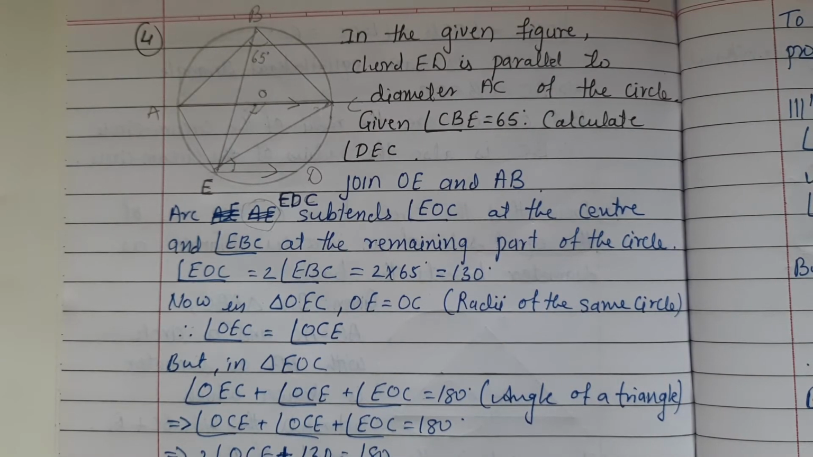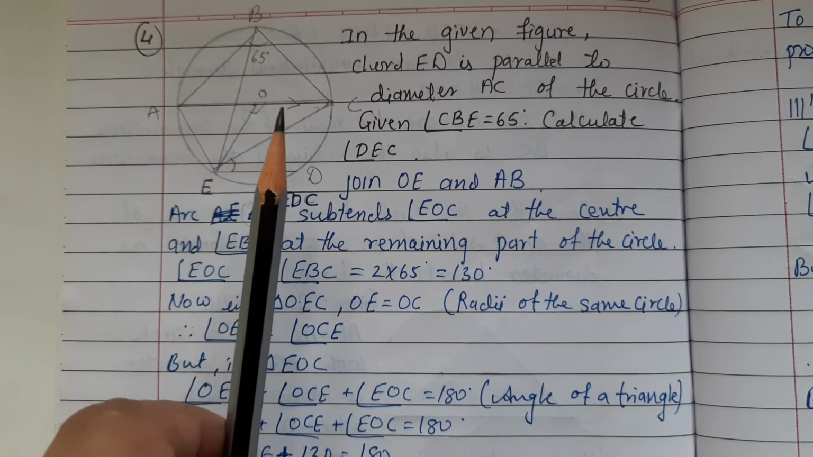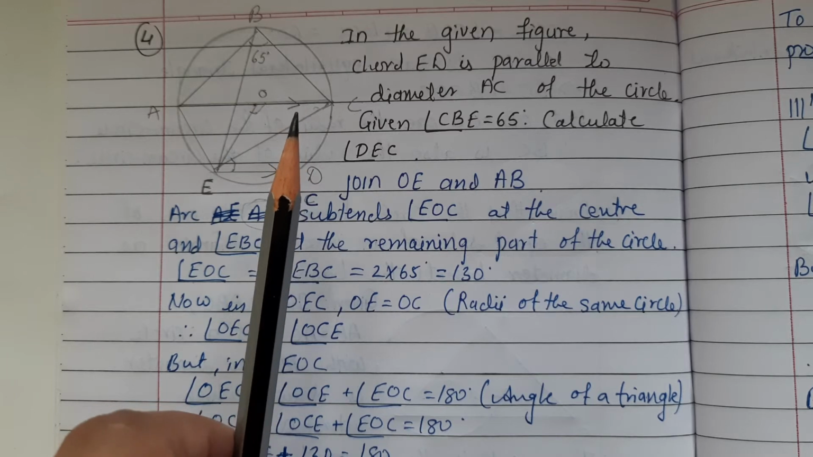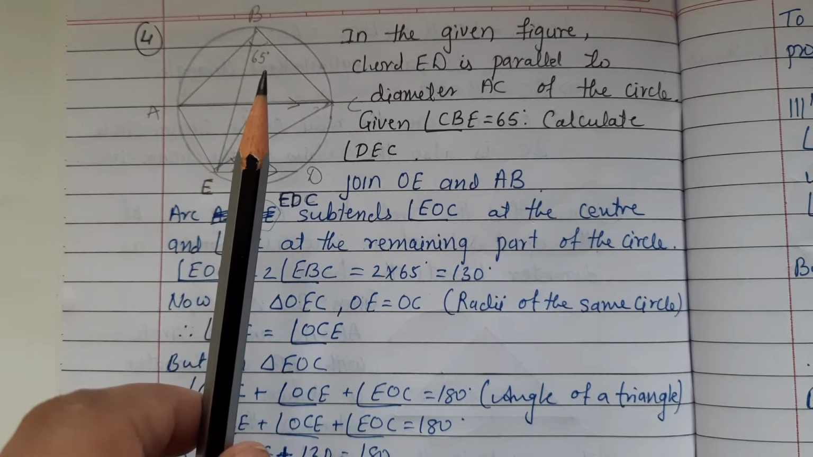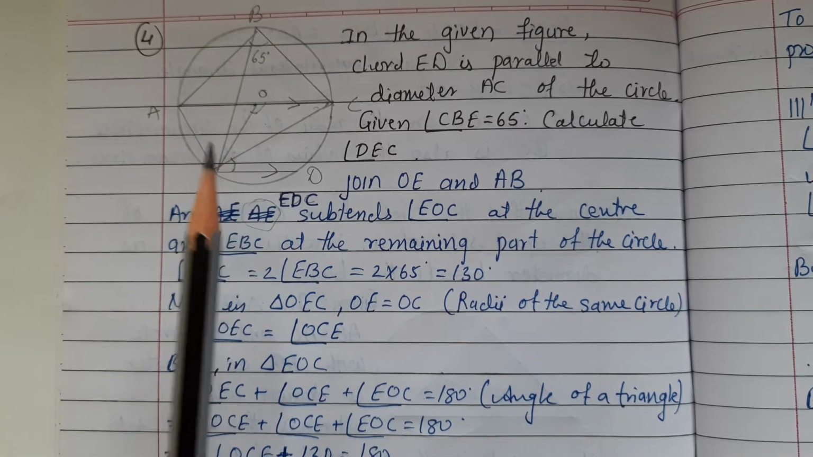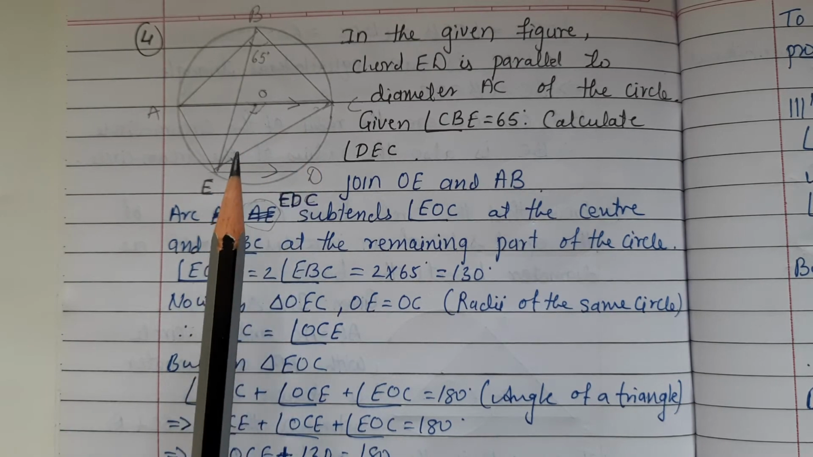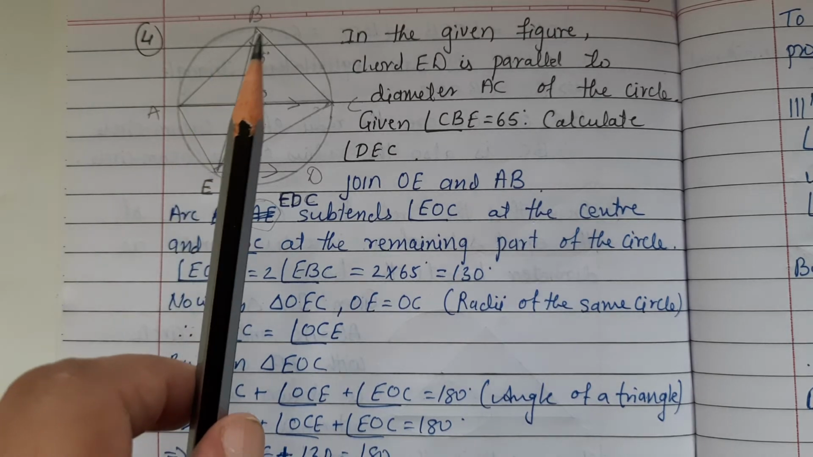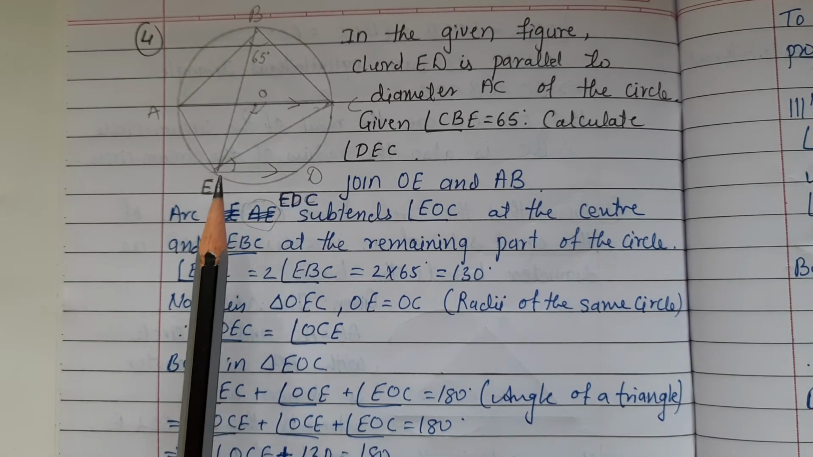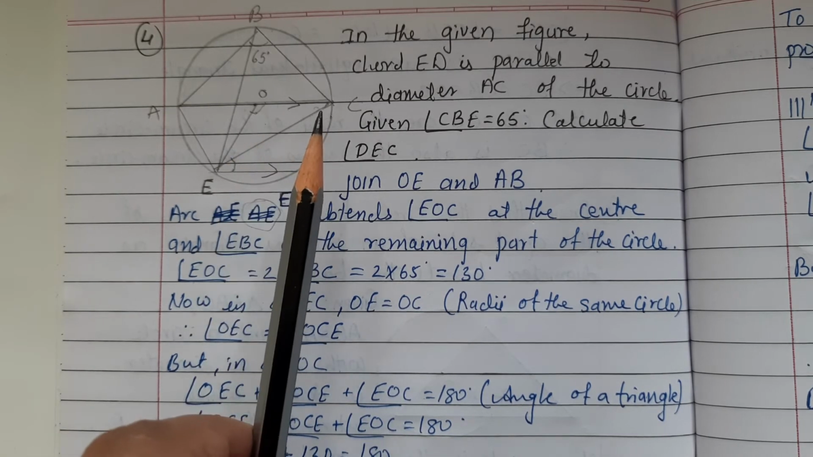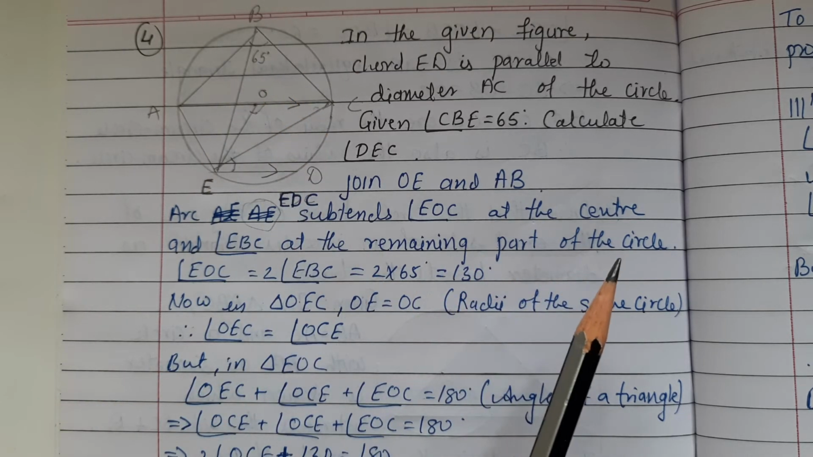Sum number 4. In the given figure, chord ED is parallel to diameter AC of the circle. Given angle CBE is equal to 65 degrees. Calculate angle DEC. Join OE and AB. Arc ECD subtends angle EOC at the center and EBC at the remaining part of the circle.